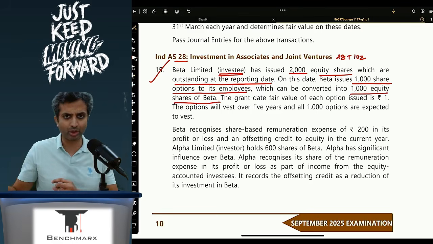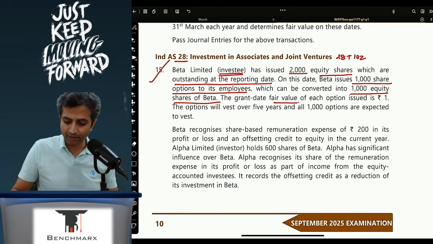So that is a conversion ratio of 1:1. One option will ultimately convert into 1 equity share. The grant date fair value of each of these options is 1 rupee, and the options will vest over 5 years, and all 1,000 options are expected to vest.